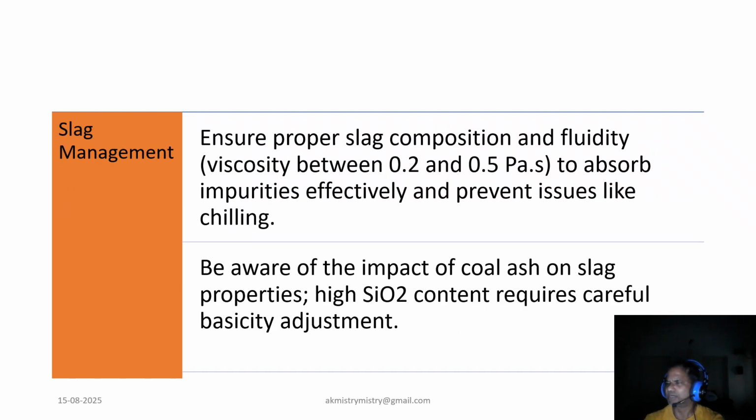Now coming to maintaining the slag viscosity, our aim is to maintain the slag viscosity in between 0.2 and 0.5 Pa·s. The high SiO2 in coal ash reflects slag basicity and fluidity. Proper slag management prevents chilling and absorbs impurities, supporting a stable furnace operation.